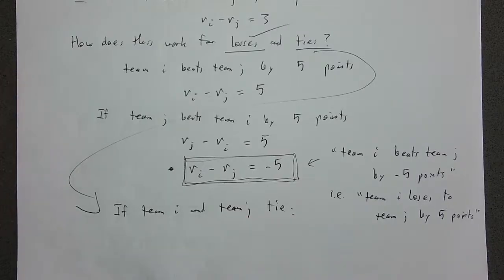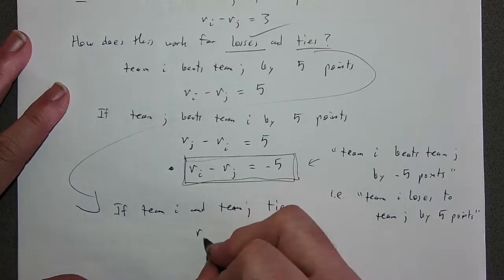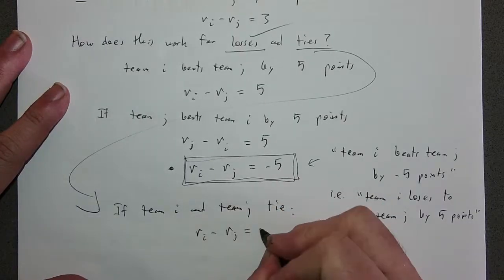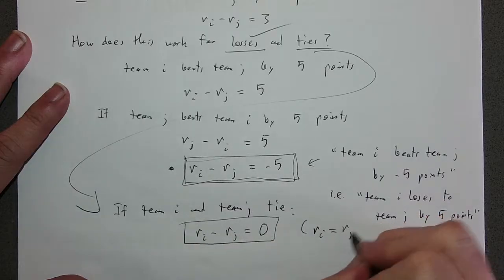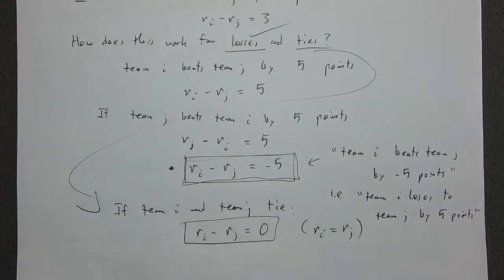So then what does a tie look like? It looks like both teams winning or losing by 0 points. So what it looks like is this. Now you might rewrite that immediately as R sub I is equal to R sub J. Now think about it. If you have two teams that play each other only once and they tie that one time, then considering their rankings equal makes perfect sense. Shouldn't their rankings relative to each other be the same? That makes sense intuitively.